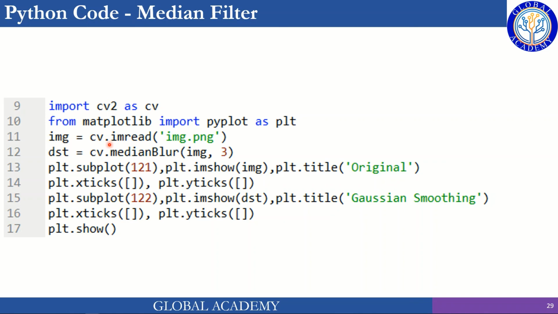Once again, it's the same code, but we have used cv.medianBlur of 3x3 size. You have to pass only two parameters. One is the input image, and the other is the size of the window. So there is no kernel or template. We call it just a window of the image, which is used for the median filter.